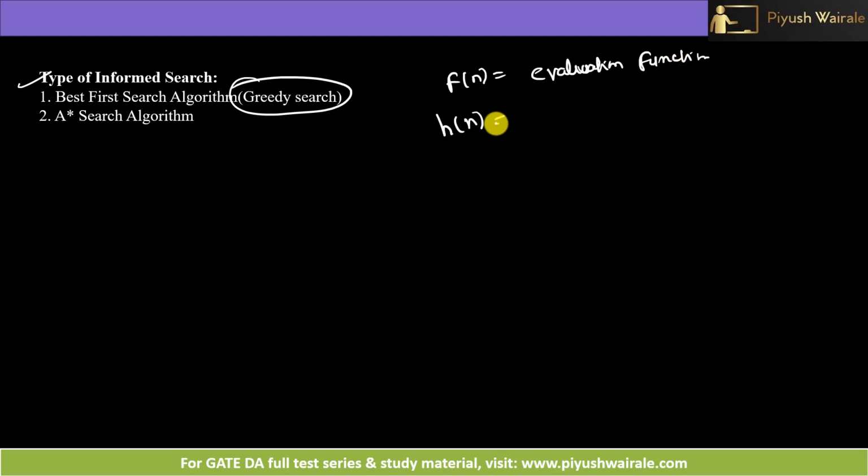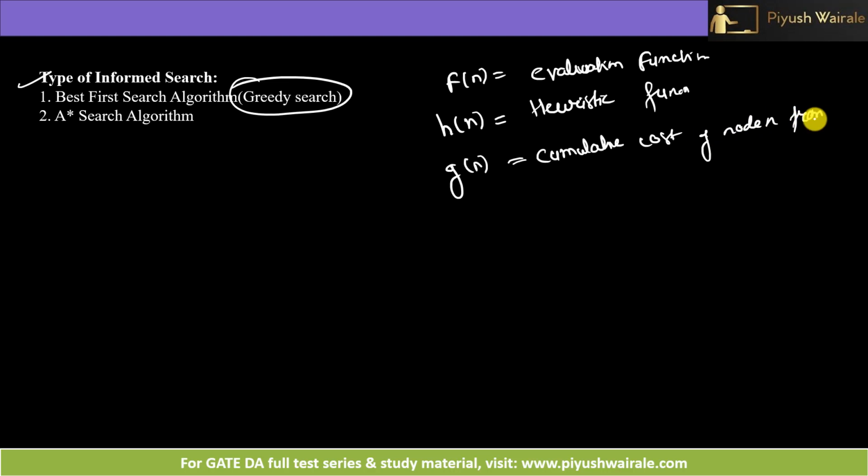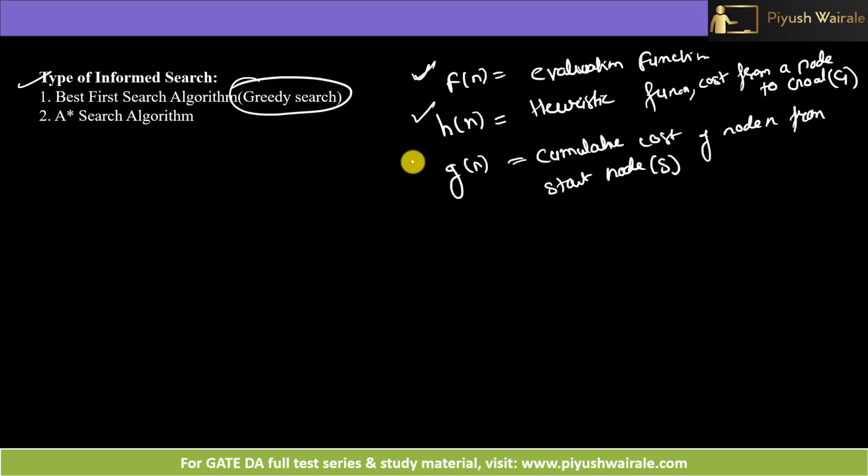Now h of n is basically a heuristic function. Consider one more function, g of n, which is basically the cumulative cost of node n from the start node. This is very important. The start node is S. The heuristic function is the cost or any value from a particular node to the goal node, that is G. So it is the distance from a particular node to the goal, and g of n is the cumulative cost of node n from the start node. Please keep a note of these three functions.